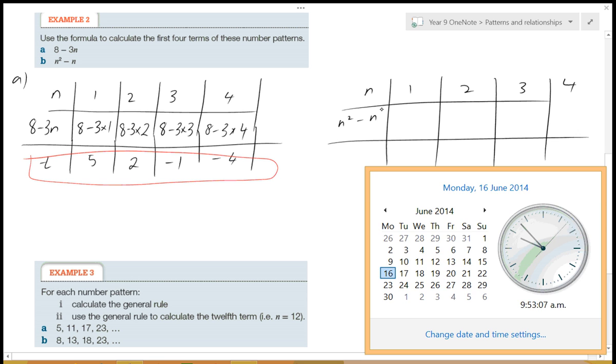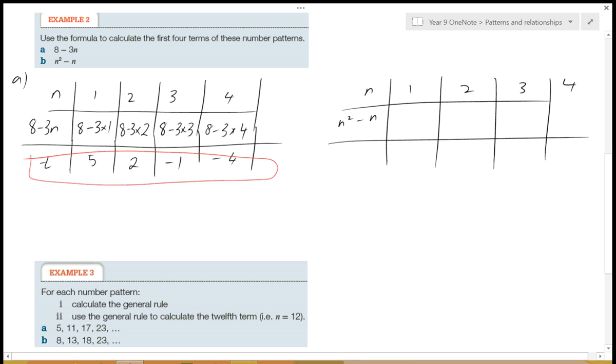And so for our first one, it's going to be what? How are we going to write out our formula for our first one? Thomas? 1 squared minus 1. Okay, what's 1 squared minus 1? Yep, Caleb? 0. Okay, so our next one is going to be 2 squared minus 2. What's that going to be?